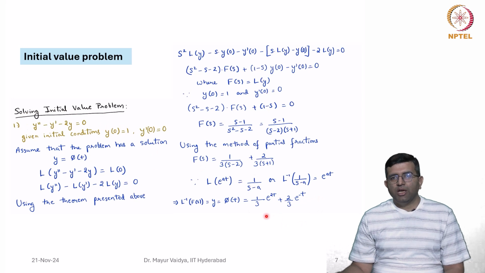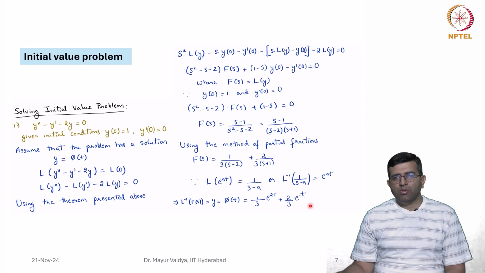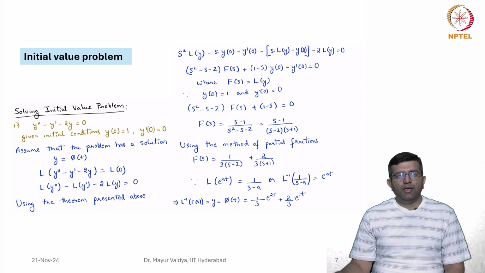You can very well check whether it satisfies the initial conditions. You put t equal to 0, so you will get e power 0 as 1 and the other term as 1, so you get 1 by 3 plus 2 by 3, which is equal to 1. Then one more example I can show you, which is basically here.